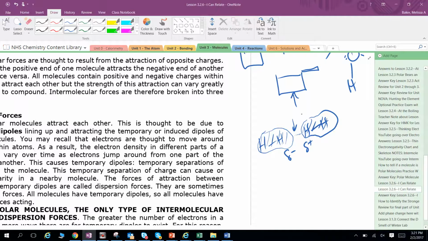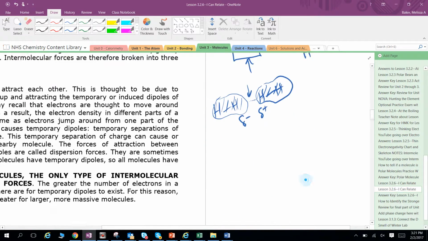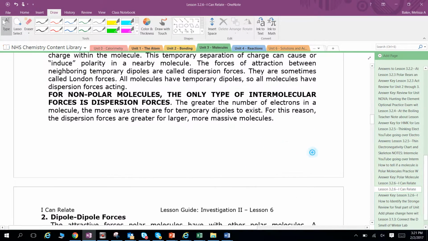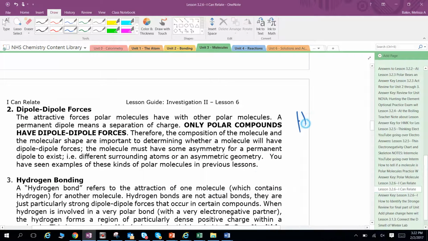So it takes a lot less energy to break a dispersion force than it does the force that we were talking about between water molecules. And there's a reason for that. Some molecules are polar, which means they already have a partial positive end and a partial negative end. Let's look at HCl, for example.